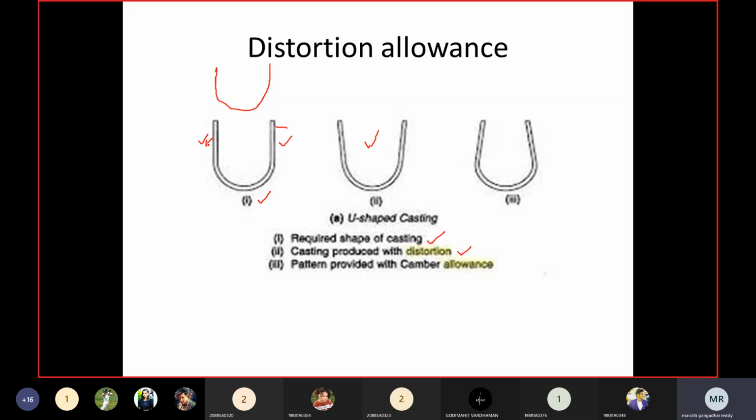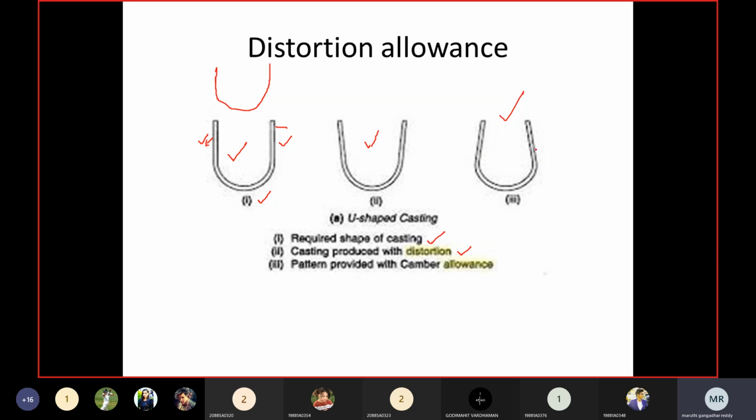That's why, in order to prevent the distortion of the vertical surfaces, I am using a pattern which has the distortion in the opposite direction. That means in order to prepare a casting like this, I choose a pattern which has the vertical surfaces slightly distorted inside.